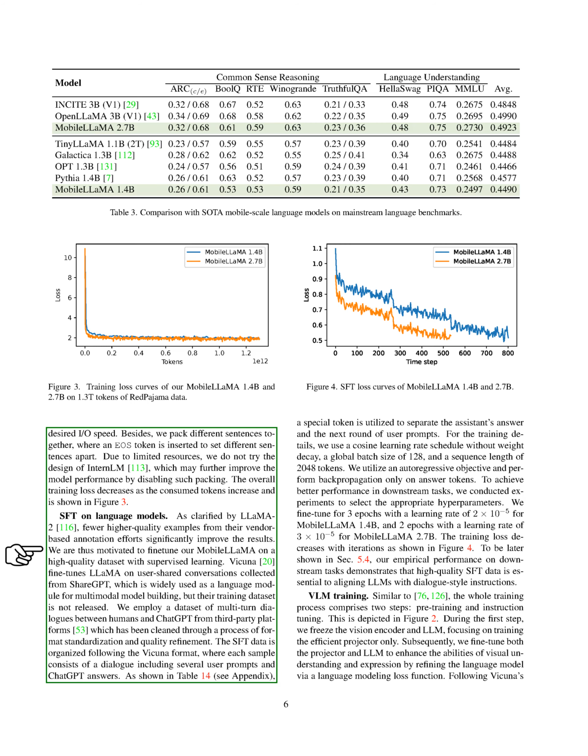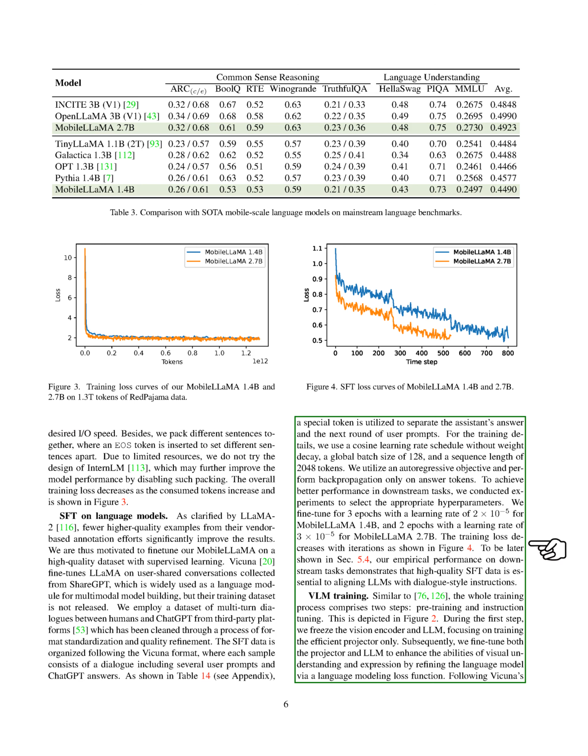For supervised fine-tuning on language models, we use a dataset of multi-turn dialogues between humans and AI from third-party platforms, which has been cleaned through a process of format standardization and quality refinement. We fine-tune for 3 epochs with a learning rate of 0.0002 for MobileLLaMA 1.4B, and 2 epochs with a learning rate of 0.00003 for MobileLLaMA 2.7B.